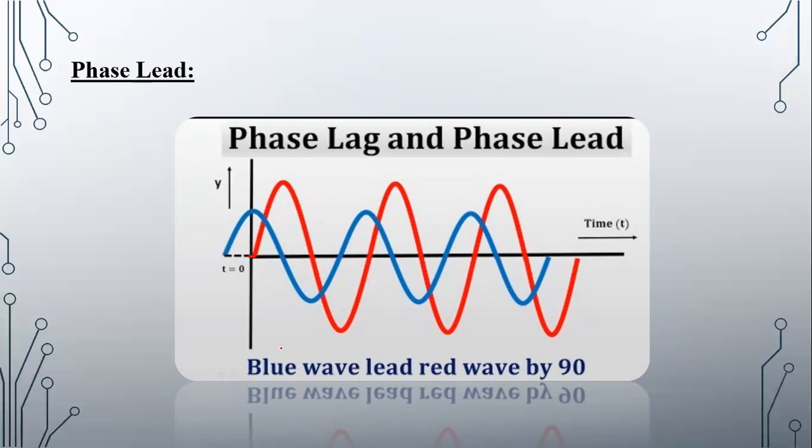सो हियर ब्लू वेव is leading the red wave by a phase difference of 90 degree. So we can say that this blue wave is leading the red wave by a phase difference of 90 degree. Same यही कुछ आप यहाँ नोट करेंगे.